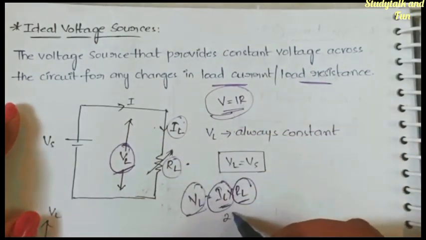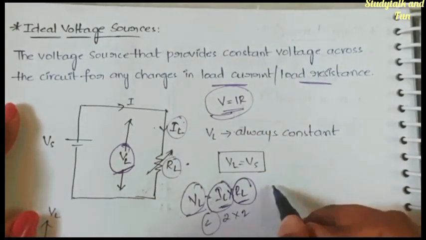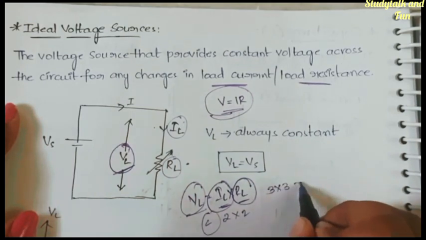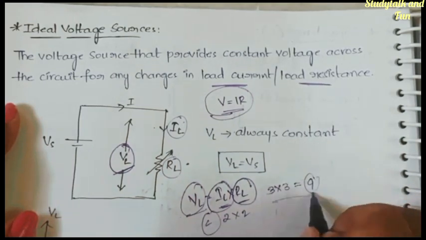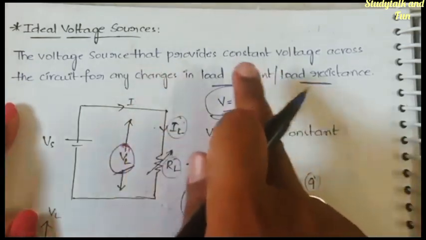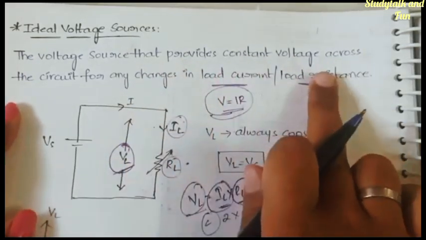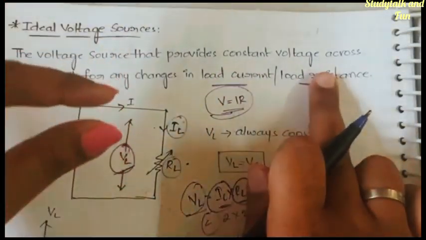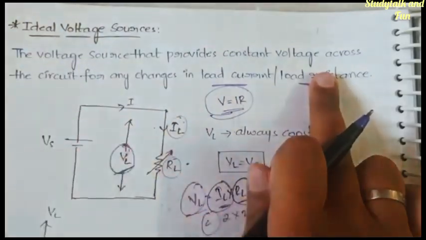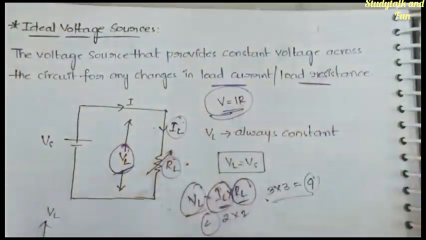If I is equal to 2 and R is equal to 2, V will be 4. If I is equal to 3 and R is equal to 3, what is V? It has to become 9, right? But instead of that, even though you make any changes to the load current or load resistance, this VL will remain constant. The value of VL will not change. That is what an ideal voltage source means.